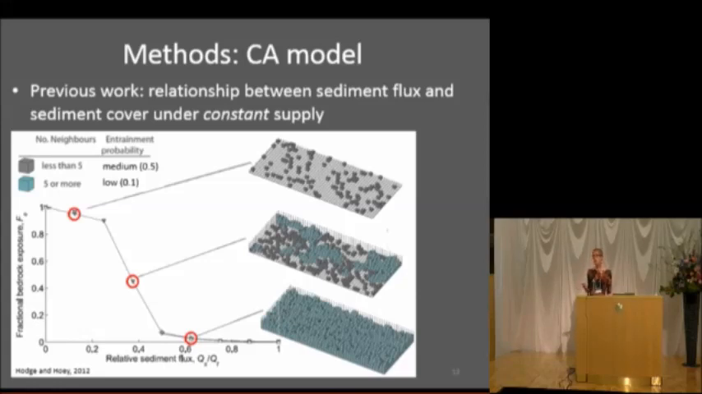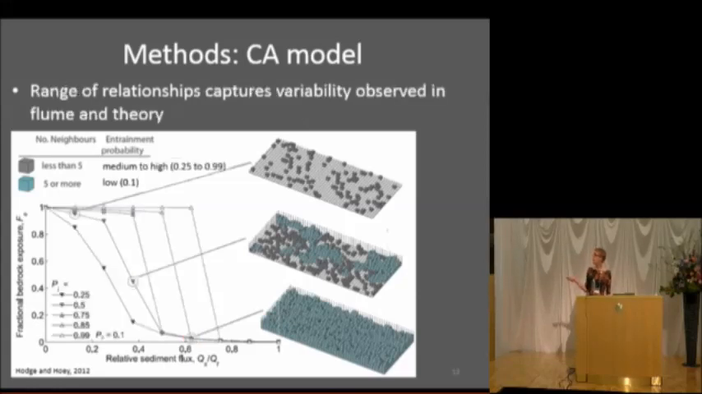If you change the parameter values, so we change the probabilities for these gray grains and these blue grains, you actually get a range of different relationships between bedrock exposure and sediment flux. And this is quite a pleasing result, because the range of relationships that we see is really quite similar to the range of relationships that have been developed both through other theoretical studies and also in flume studies. So it suggests that this really simple model is beginning to capture the essence, or the key processes, that are going on within these types of systems.